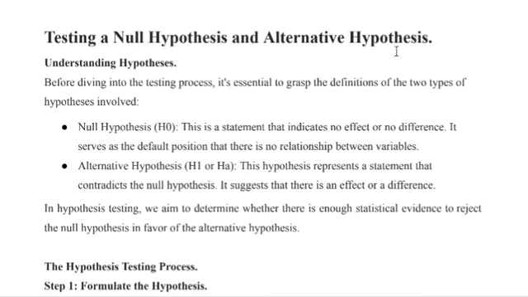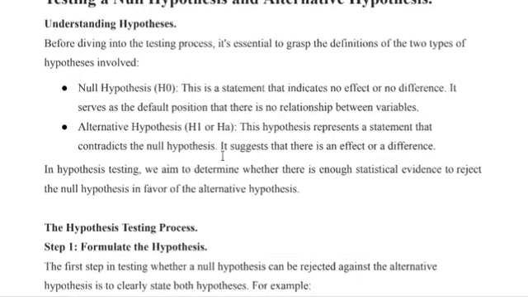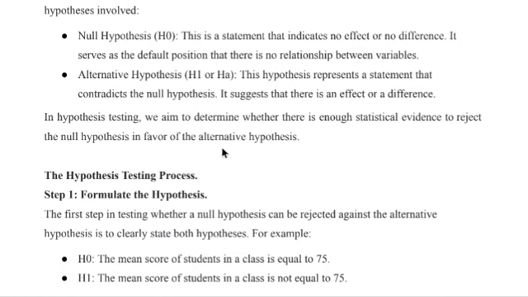Testing a null hypothesis and alternative hypothesis. Understanding hypotheses. Before diving into the testing process, it's essential to grasp the definitions of the two types of hypotheses involved. Null hypothesis, H0. This is a statement that indicates no effect or no difference. It serves as the default position that there is no relationship between variables.